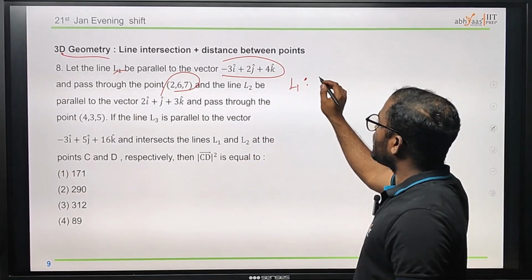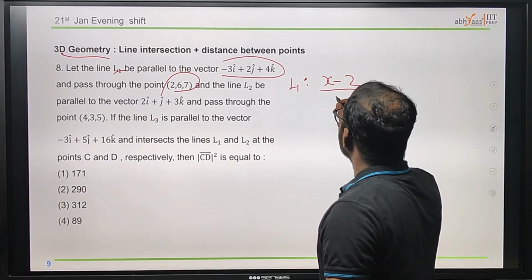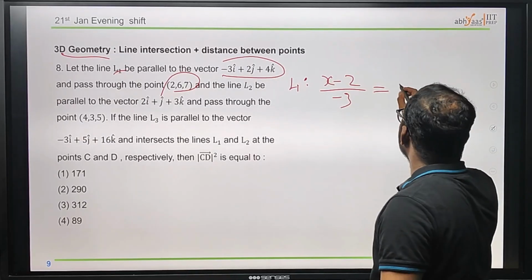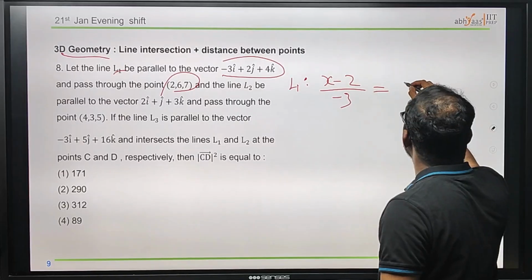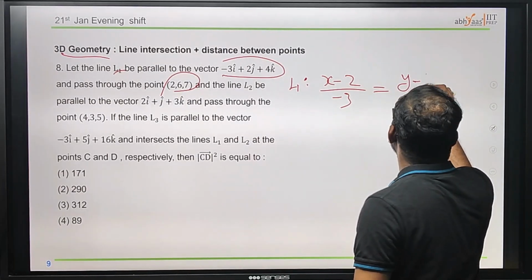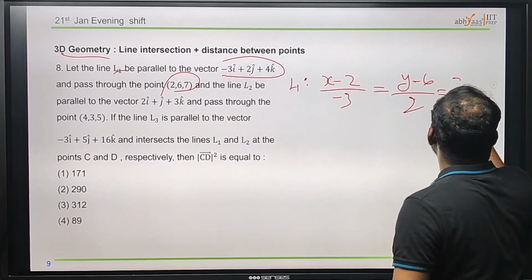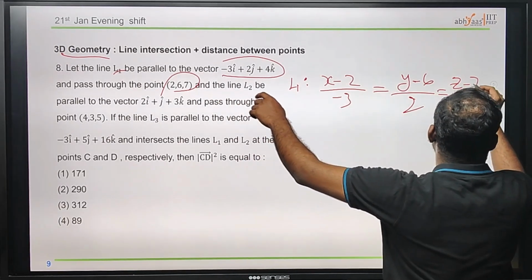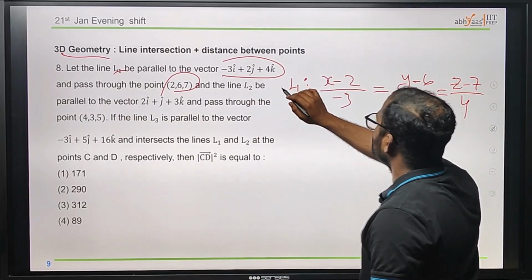Here we have L1 as x minus 2 divided by 3, which is equal to y minus 6 divided by 2, which is equal to z minus 7 divided by 4. These are the direction ratios: 3, 2, 4.